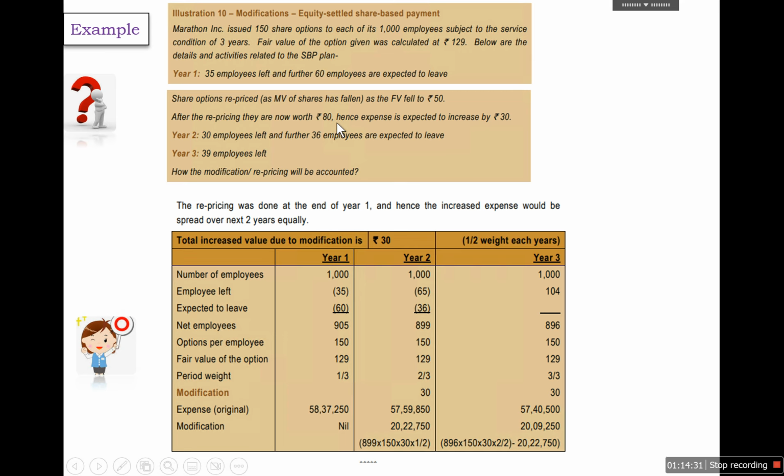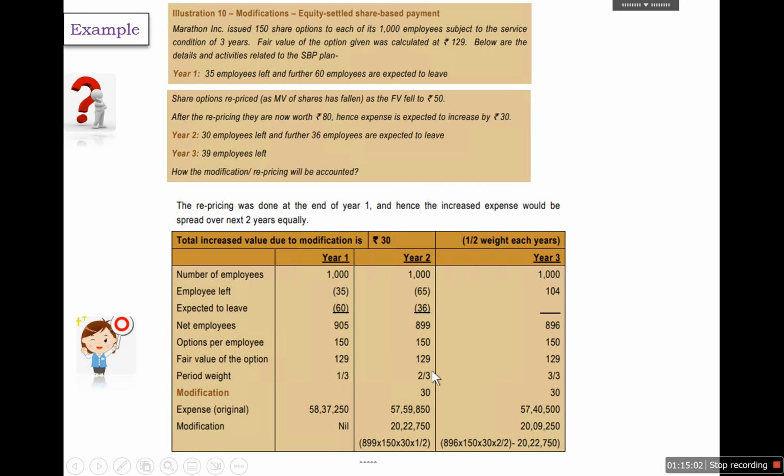But in year 2, the repricing was done, and hence expense is expected to increase by 30. So employees will get more benefit. So in this case, we need to continue the booking amount, and we need to book an additional amount by 30. 899 into 150 into 30 into 1 by 2.